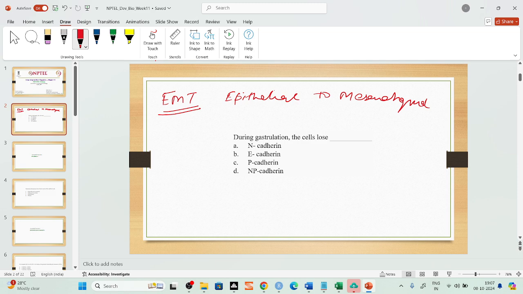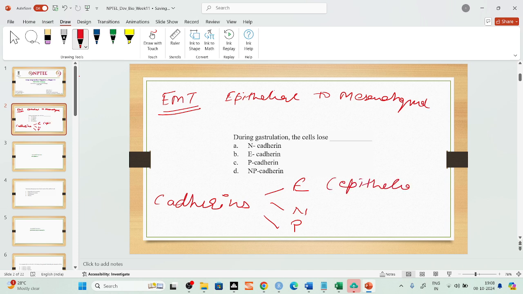And there are three major types of cadherins which are involved. The first one is your E-cadherin, then you have N-cadherin, and then you have P-cadherin. Your E-cadherin stands for epithelial cadherin. Your N-cadherin, N stands for neural, and your P stands for placental cadherin.